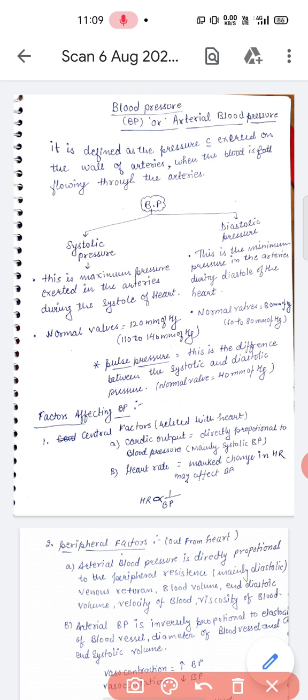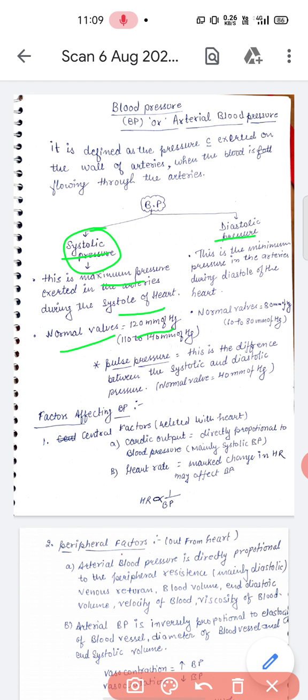Blood pressure may be of two types. One is systolic pressure and the other is diastolic pressure. Systolic pressure is the maximum pressure exerted in the arteries during the systole of the heart, when your heart muscles are contracting. The pressure generated at that time is called systolic pressure. It has a normal value of 120 mm of Hg, which may range from 110 to 140 mm of Hg.